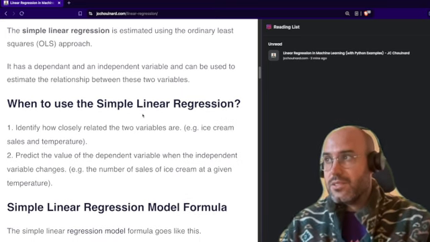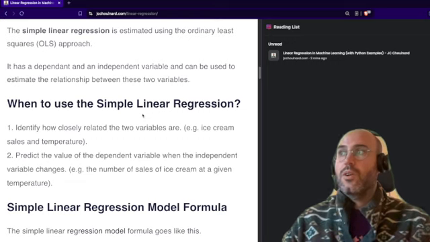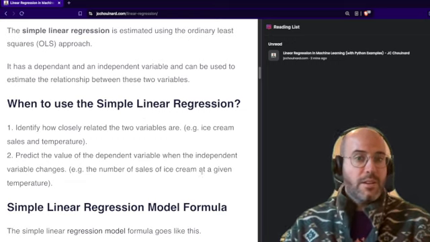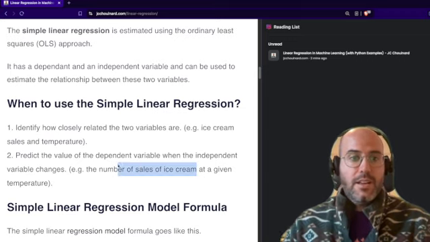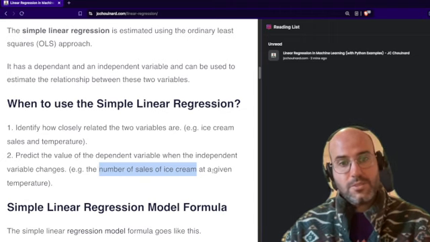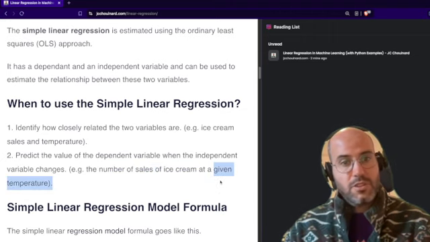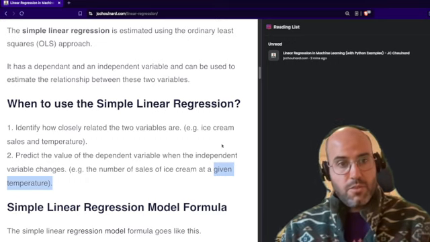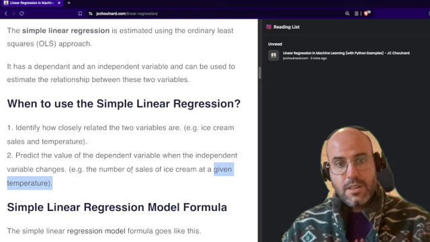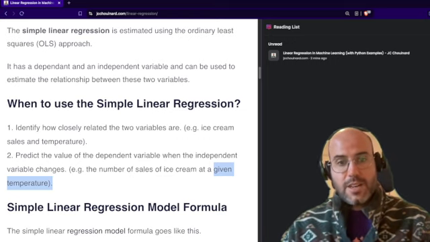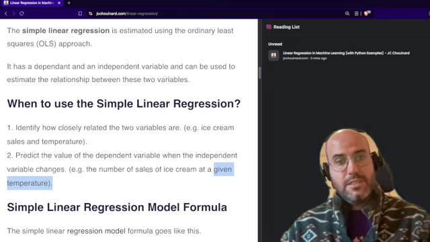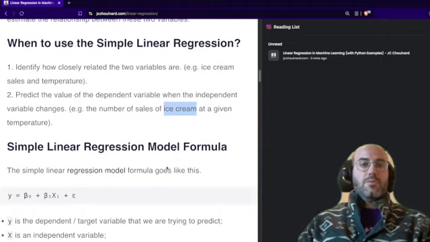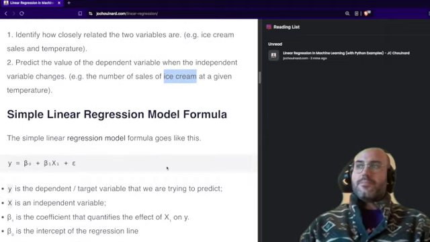One thing to consider there is that you want to know the directionality of that relationship because, for example, can the number of sales of ice cream predict the temperature? Yes, possibly. And can the temperature predict the number of sales? Yes. But is it the ice cream that impacts the temperature, or is it the temperature that impacts the ice cream? So that's one thing that you want to consider.